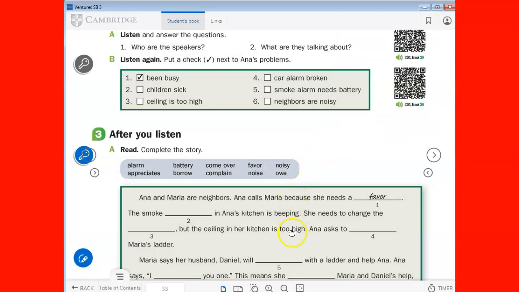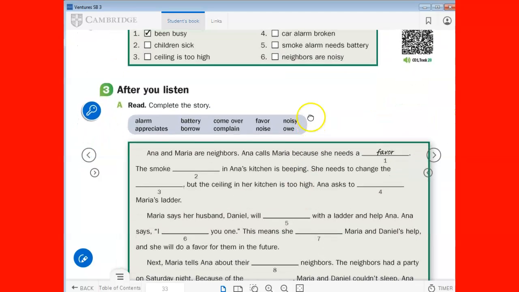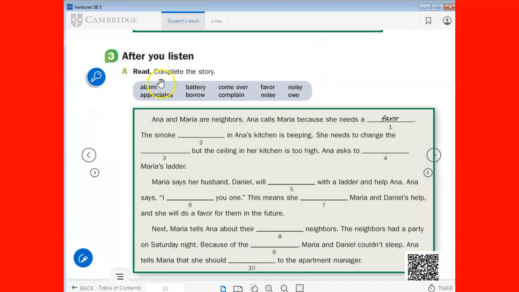Okay. Let's do a quick review of the vocabulary. We have 10 words here. Alarm. Do you remember what an alarm is? Yep. Beep, beep, beep. Appreciates. What does that mean? Yeah, that's right. When you say thank you for something.